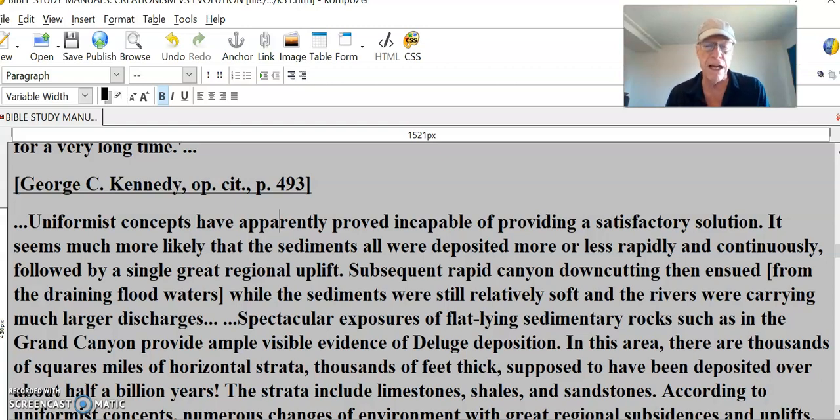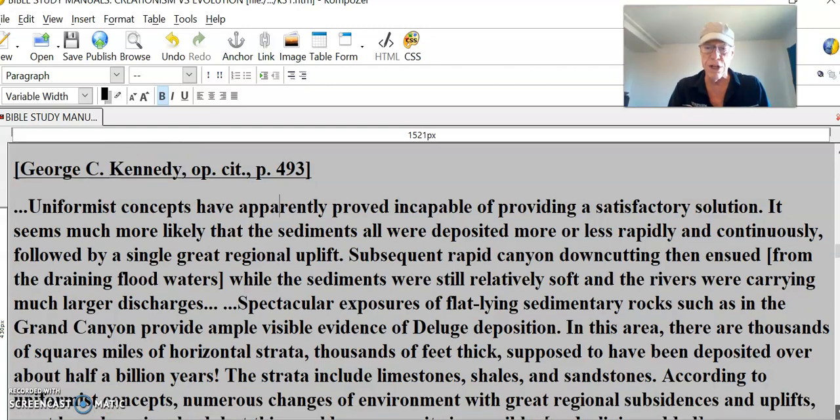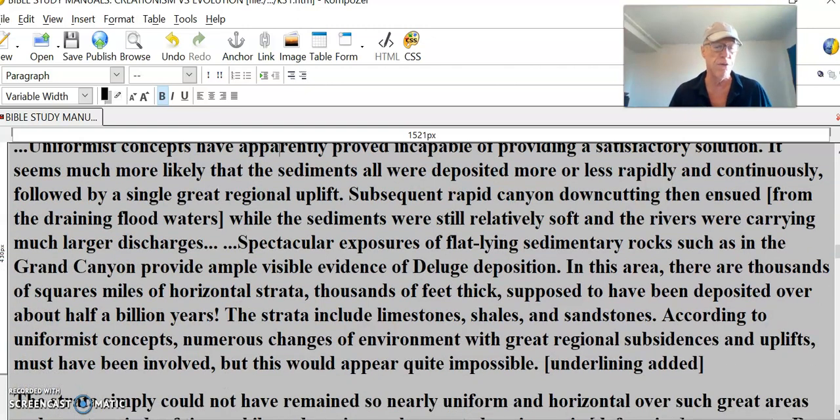Spectacular exposures of flat-lying sedimentary rocks, such as in the Grand Canyon, provide ample visible evidence of deluge deposition. In this area, there are thousands of square miles of horizontal strata, thousands of feet thick, supposed to have been deposited over 500 million years. The strata include limestone, shale, and sandstones. According to uniformist concepts, numerous changes of environment with great regional subsidences and uplifts must have been involved, but this would appear quite impossible.